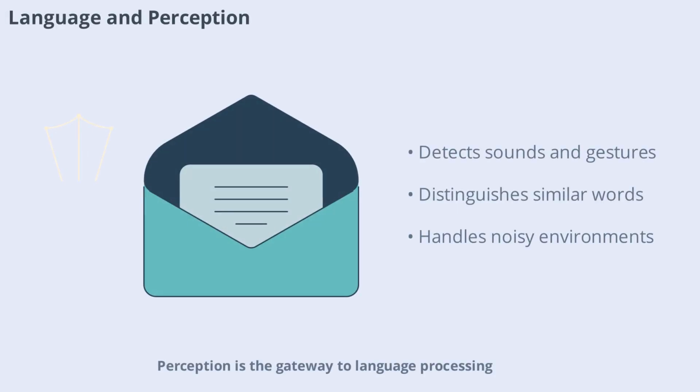Perception is the gateway to language processing. We use our senses to detect sounds, letters, and gestures, which are then interpreted as language. Perceptual processes help us distinguish between similar words, recognize accents, and understand speech in noisy settings. Perception and language are deeply intertwined, making communication possible in diverse environments.